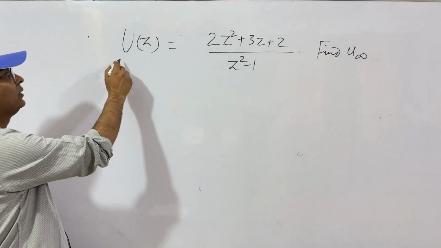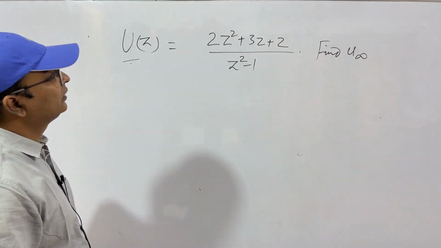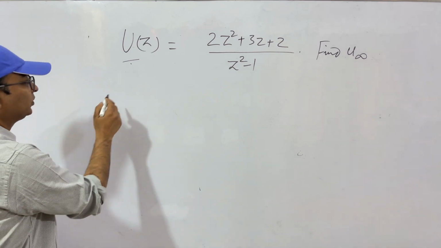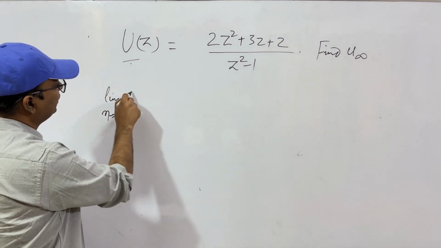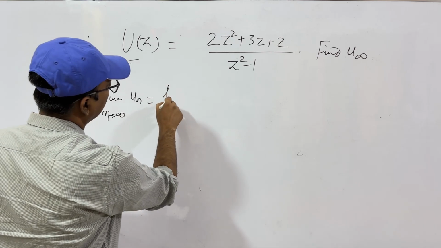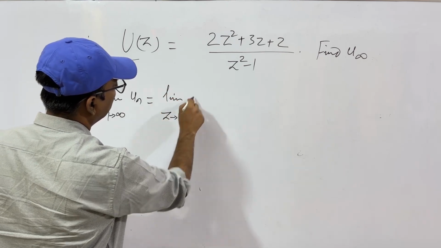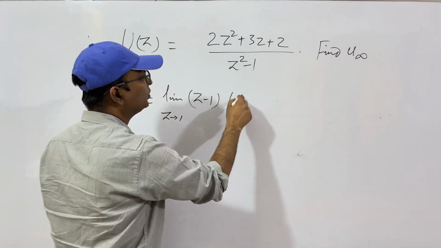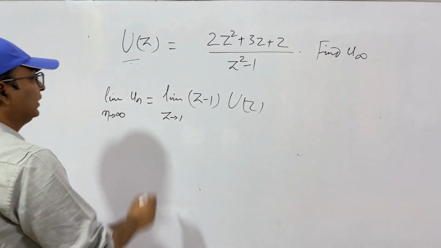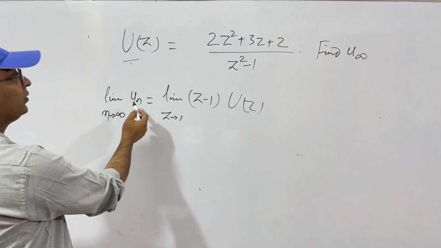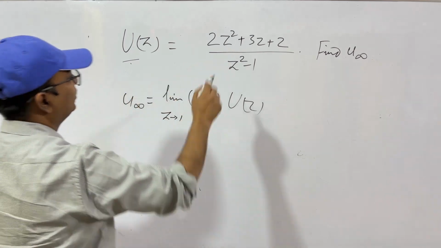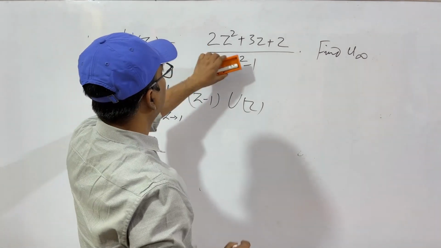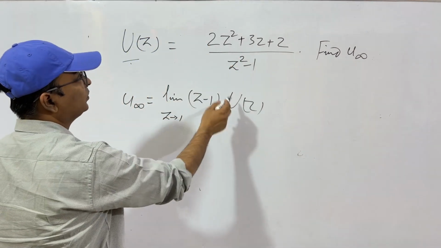Let's see one simple example to understand final value theorem. What was final value theorem? It was limit n tending to infinity un is equal to limit z tending to 1 of z minus 1 into uz. This is your final value theorem. So what is this? Limit n tending to infinity, this is u infinity. So we have to find u infinity for this. What it will be? z minus 1 into this.